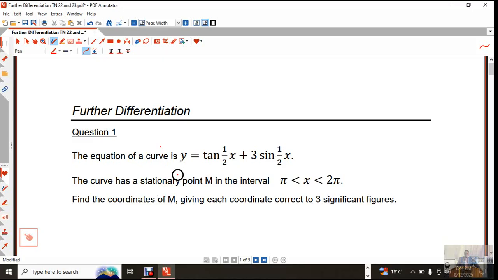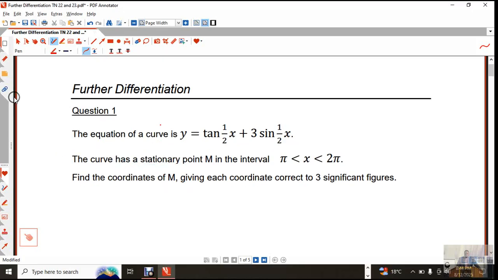I'm just doing a quick question on further differentiation. What we have over here, we are told that the equation of a curve is y equals tan of half of x plus 3 sine of half of x. And the curve has a stationary point. So this keyword over here is telling us that we will have to find the derivative and set it equal to 0. So we'll have to differentiate that equal to 0.